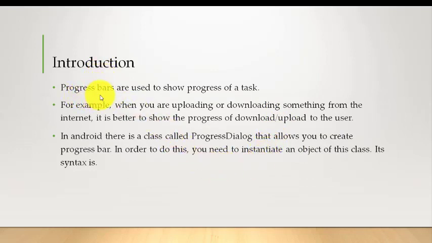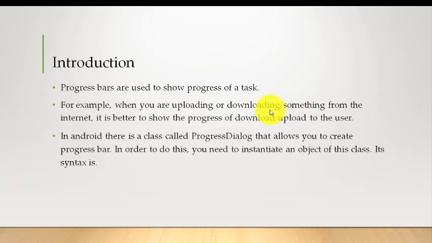Now, first is the introduction. We all know about the progress. The progress bars are used to show the progress of a task. Suppose I want to show the task progress: this much percentage is completed, 30% is completed, 40% is completed. I want to show the progress of some task. Android Studio gives a progress bar to show the progress of a task.